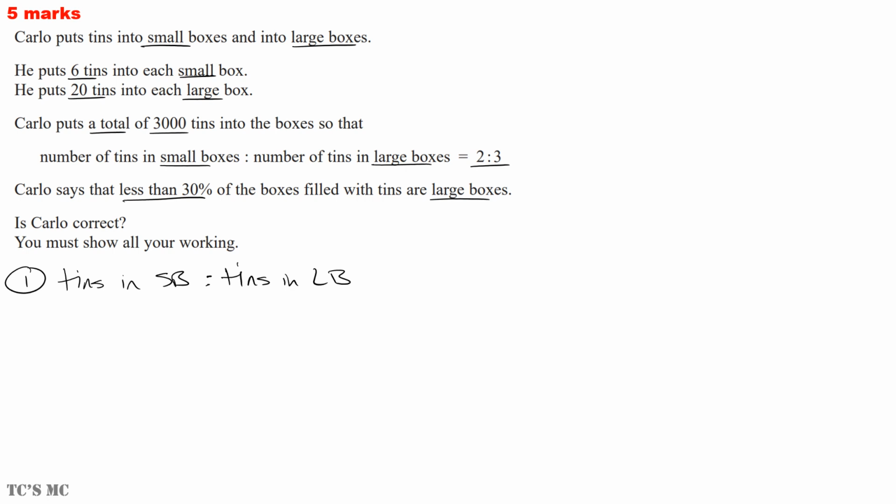I'm also going to have a heading called total. The ratio is 2 to 3, and that adds up to 5 parts. We know that there are a total of 3,000 tins. To go from 5 to 3,000, we need to multiply by 600. Do the same to the 2. Do the same to the 3.